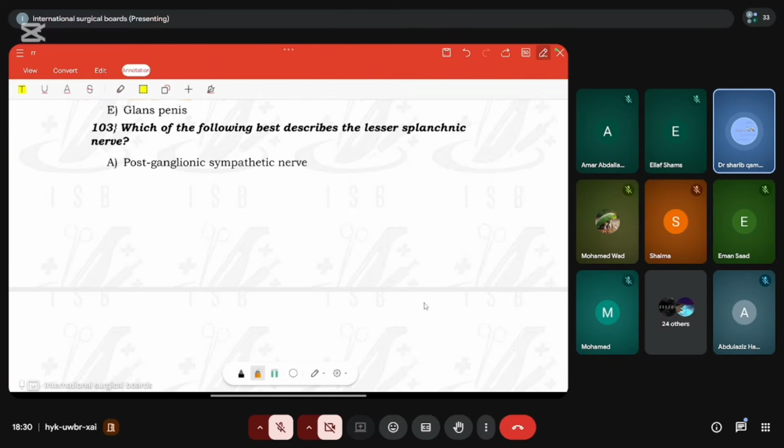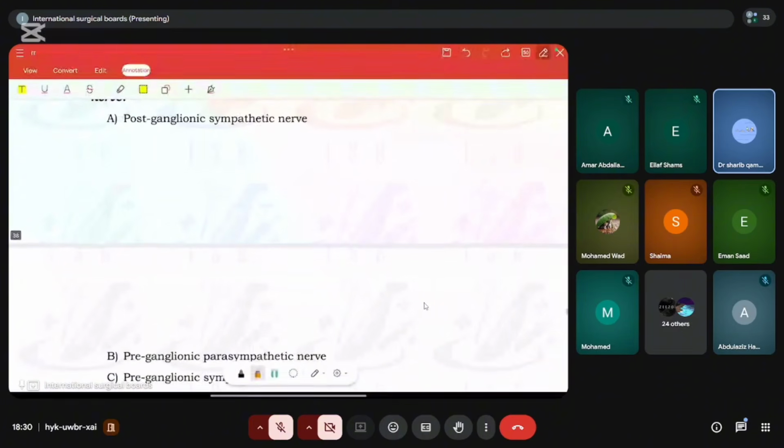Which of the following best describes the lesser splanchnic nerve? Lesser splanchnic nerve.